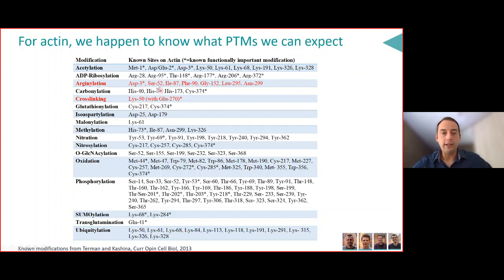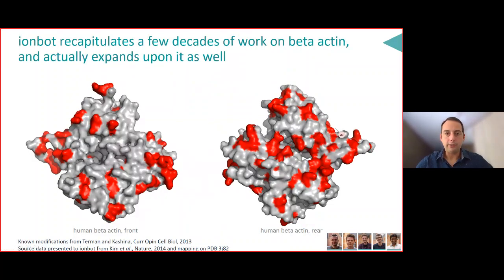And arginylation was not in our list of modifications at the time, so we can't find it. And now you see a picture of actin with all the modifications highlighted. And now the question is, which of these modifications can we find? So we'll put in blue the ones that we can find, in red the ones we can't find, and in purple the ones we find, but also find additional modifications that are not known.